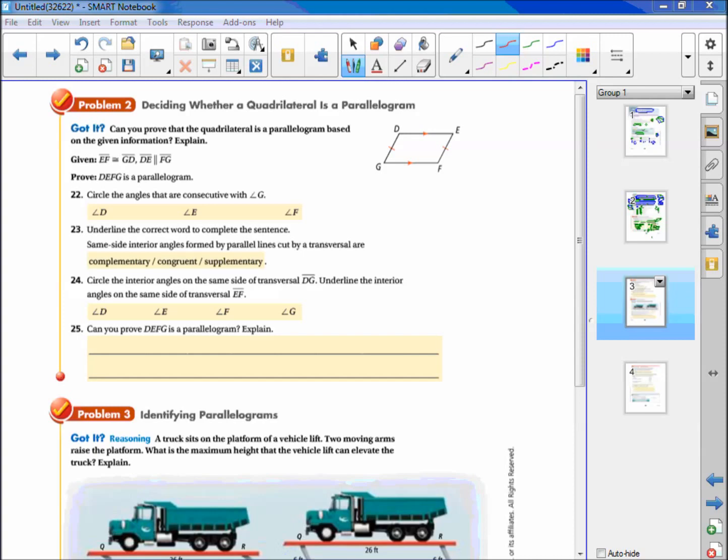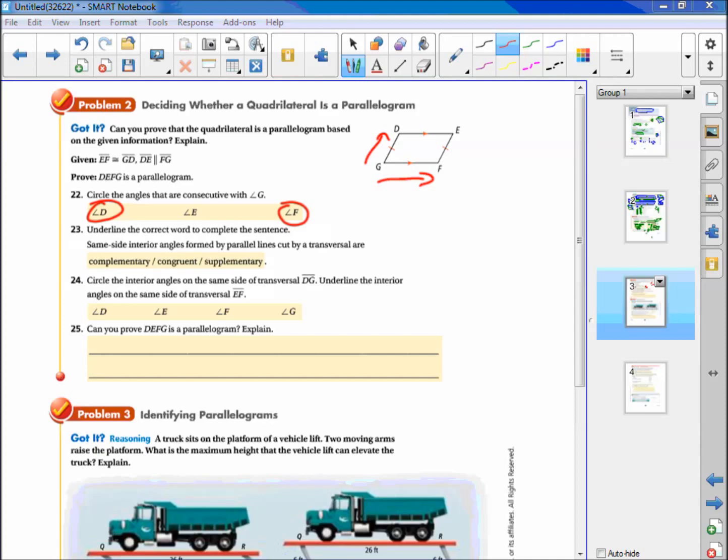We either have to prove that opposite angles are congruent to each other, or that one angle is supplementary to both of its consecutive angles. So let's see if we can do either one of those. All right, so circle the angles that are consecutive with G. So the angles that are consecutive with G are going to be D and F.